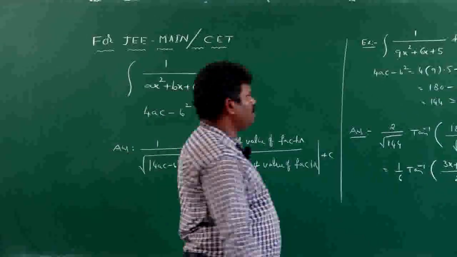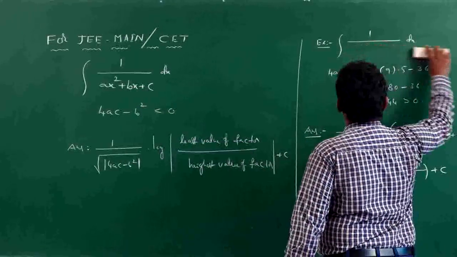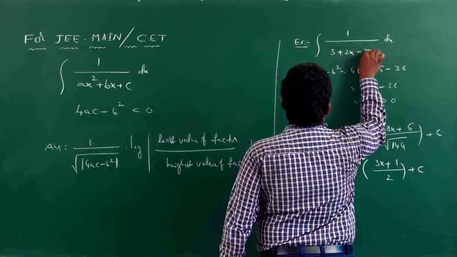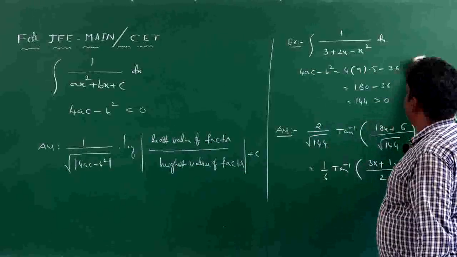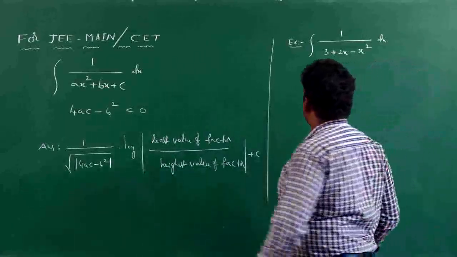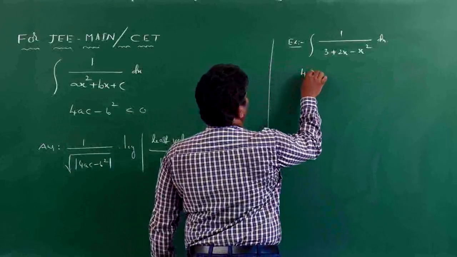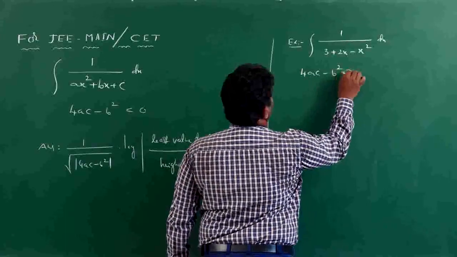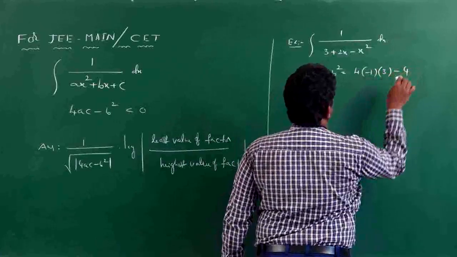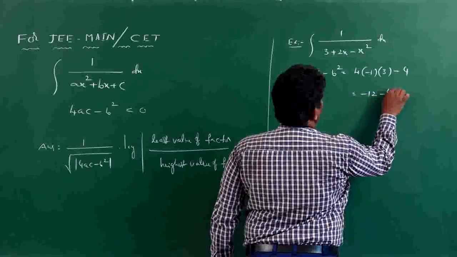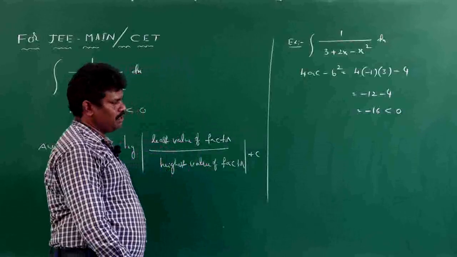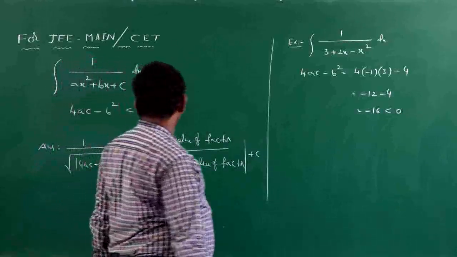If we take one example from that: 3 plus 2x minus x square. Now if you want to find this integral value, how do we find it? First we verify the value 4ac minus b square, which is equal to 4 into minus 1 into 3 minus 4, that is minus 12 minus 4, equal to minus 16, which is less than 0. So the discriminant is minus 16, less than 0. Then what do we do here?